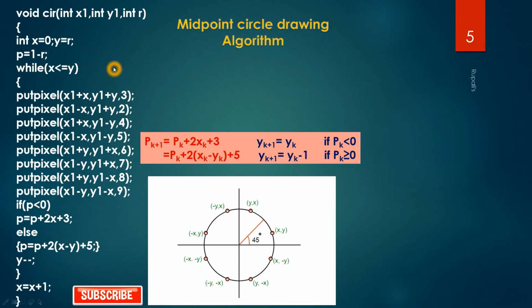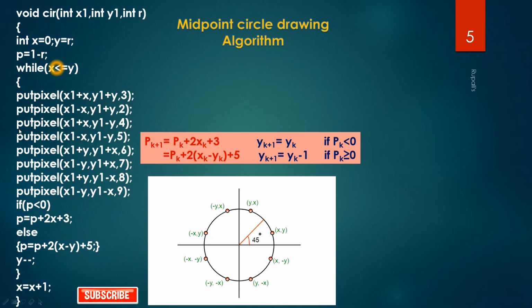Only for the first octant, we start by increasing x: first x is 0, y is r, then increase x, calculate the corresponding y, increase x. In this way, see my cursor, till here the value of x equals y. That is, till the end of the first octant I execute this loop. So while x is less than or equal to y; when x equals y, the end of the first octant is reached. While x is less than or equal to y, put pixel. How many octants are there? 8 octants. So these are the 8 combinations.